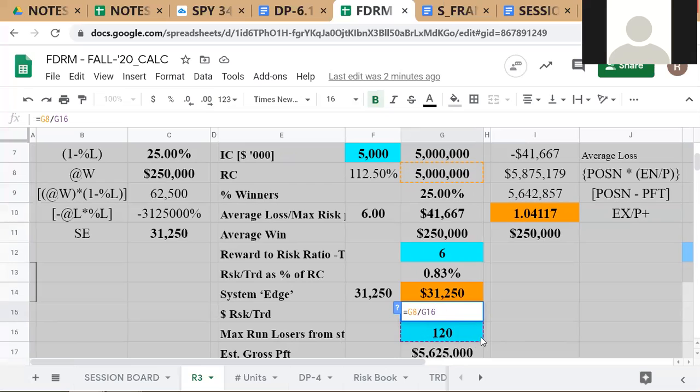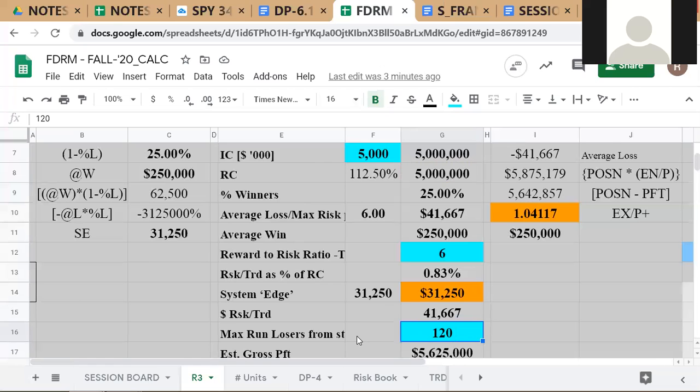Obviously this number can't be greater than the total number of losing trades. Total number of losing trades here is 135, but I'm saying out of that 135, only a maximum of 120 will be stacked together in the beginning. That's why we're dividing the $5 million RC by the separate estimate of maximum run of losers from the start, that is 120, instead of the total number of losing trades, that is 135. I hope everybody has understood this tweak. It's a slight modification of the algorithm from what we learned earlier, which was the first basic step. Now we're making it a little more complex by introducing another element of flexibility. So this is how we get the maximum dollar risk per trade, the average loss.